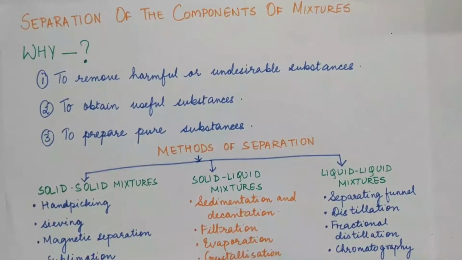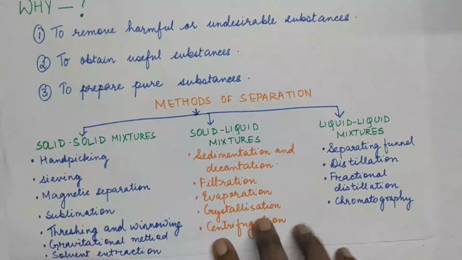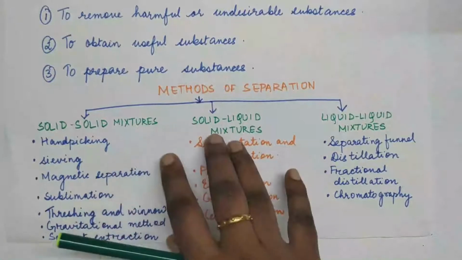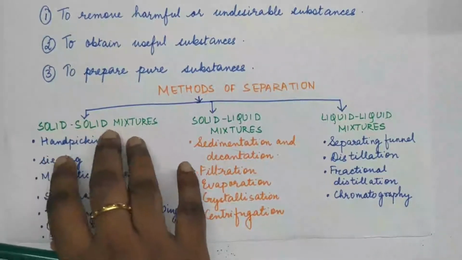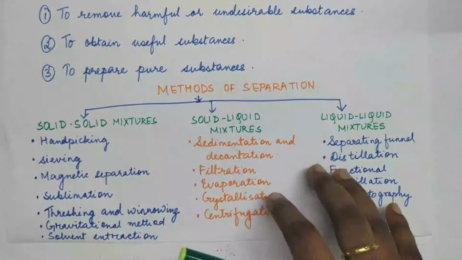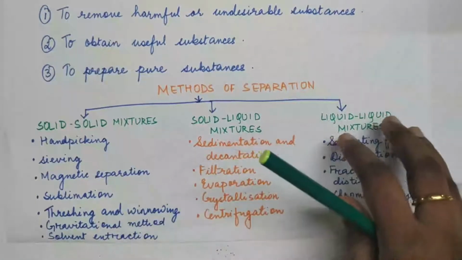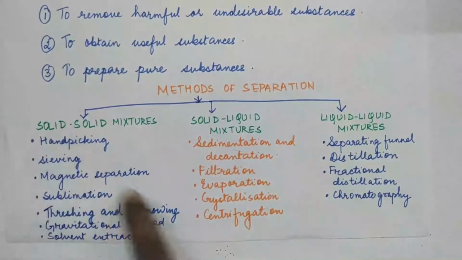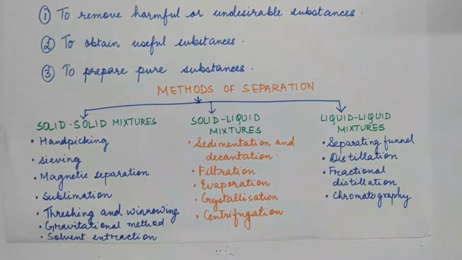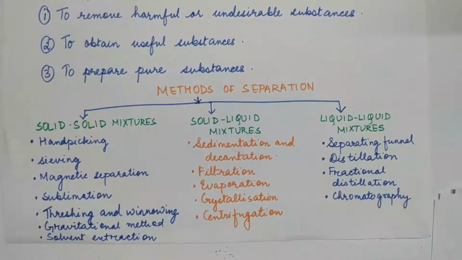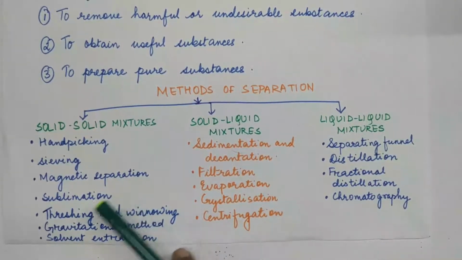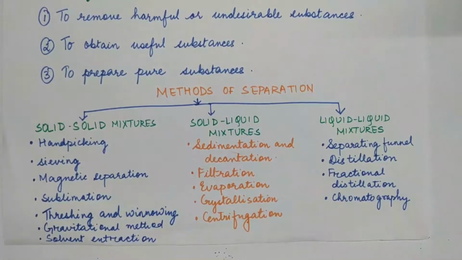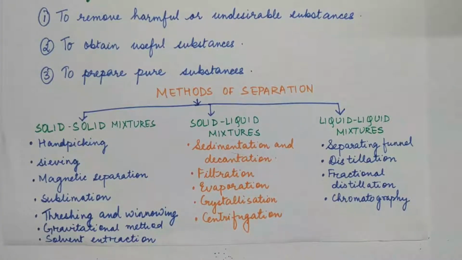Now, if you see the methods of separation, I have made a chart dividing the different mixtures that we are going to separate. Is it a solid mixture? Is it a solid liquid mixture? Is it a liquid mixture? And so on. If I separate a solid mixture, I shall be using the following techniques: hand picking, sieving, magnetic separation, sublimation, threshing and winnowing, gravitational method, and solvent extraction.